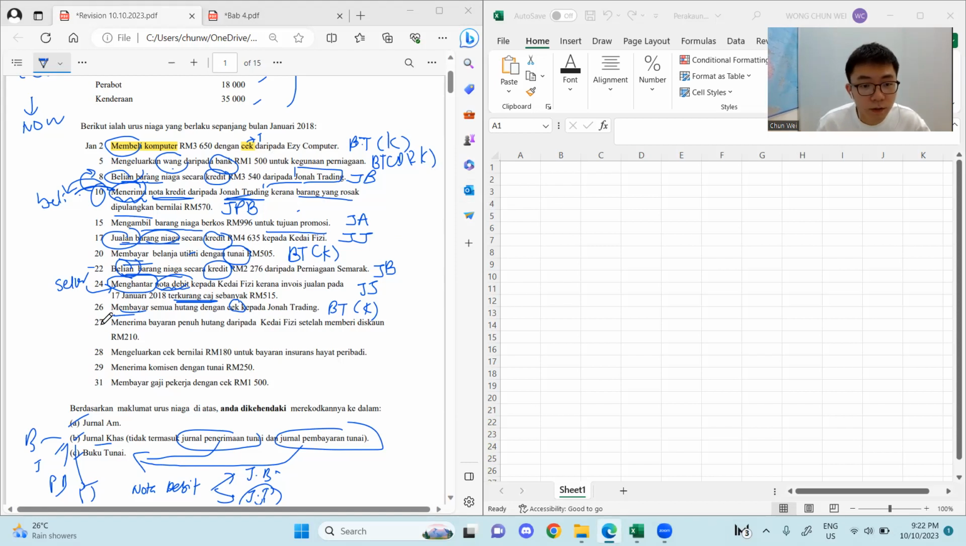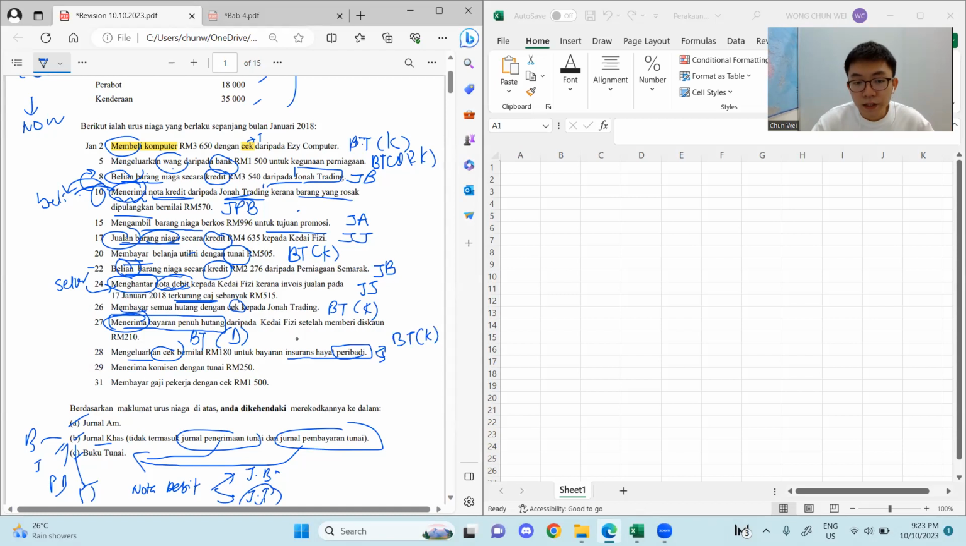All right. So 27th, you menerima bayaran penuh hutang daripada kedai Fiji secara setelah memberi discount 210. So this is actually you menerima bayaran penuh hutang. So you receive money from kedai Fiji. So this is actually a buku tunai. Okay, you menerima. So, menerima means money comes in. In means debit. This should be on the debit side of your buku tunai. Then 28, you keluarkan cek untuk bayaran insurance hayat peribadi. So here, cek, meaning I have to record in buku tunai. You keluarkan means you pay lah. Okay, so you have to pay for your insurance credit.